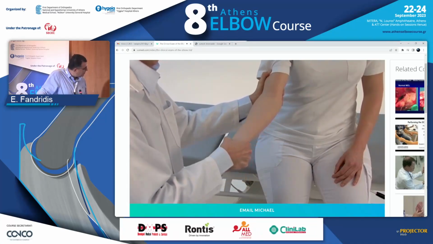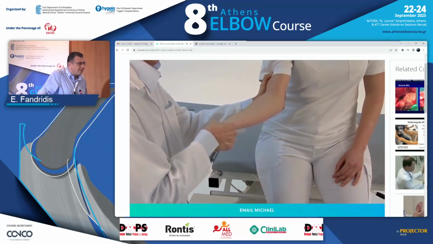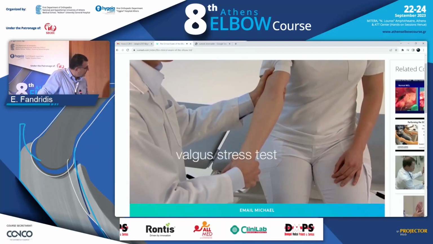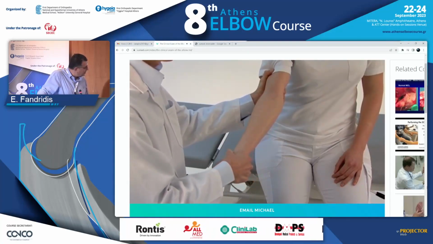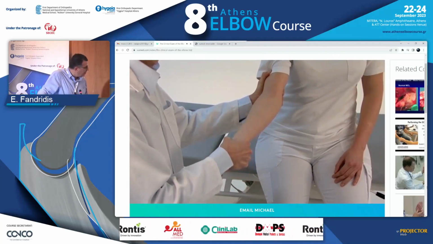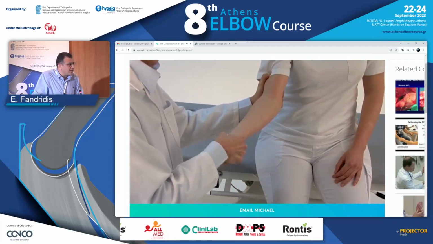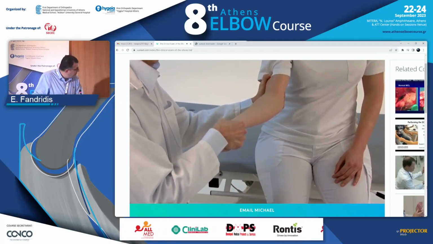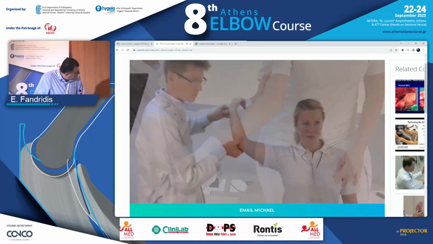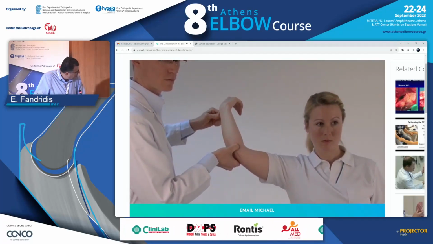When you go in extension, we know that the bones there don't let any medial valgus stress. So you have to do this valgus stress test not in full extension, but in about 30 degrees of flexion, because then you remove the osseous integrity and you check the tendons and the ligaments. So you move there. This is in a semi-pronated position, and you have some pain on the medial side.